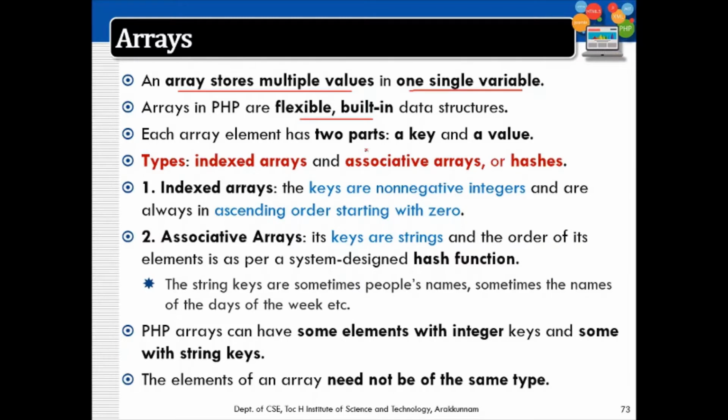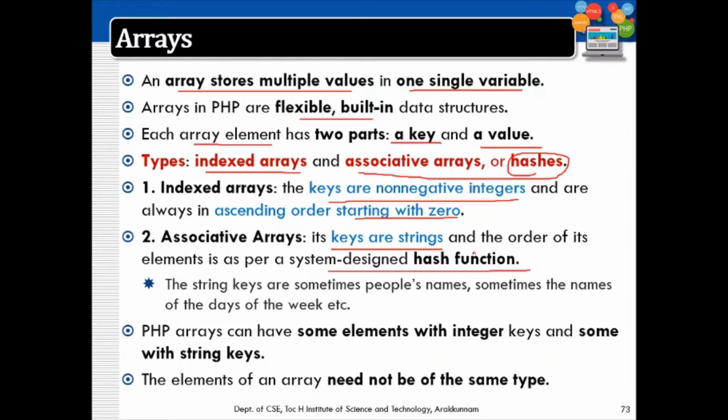Any array element has two parts, a key and a value. There are different types of arrays: indexed arrays and associative arrays, or hashed arrays. In indexed arrays, the keys are non-negative integers and generally they start with 0 and proceed further. In associative arrays, the keys are strings and the order of its elements is as per a system-designed hash function. The string keys can be people's names or days of the week, etc. Whatever you like, you can give as a key.